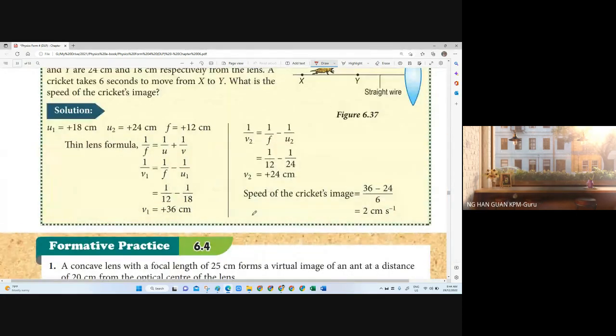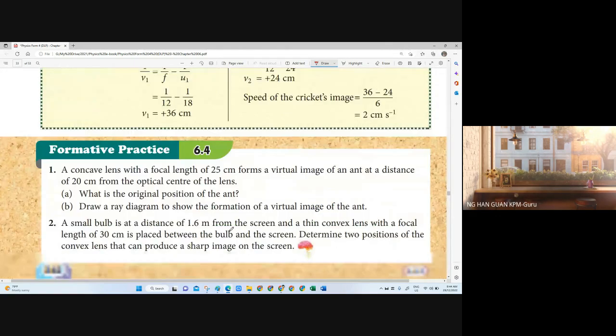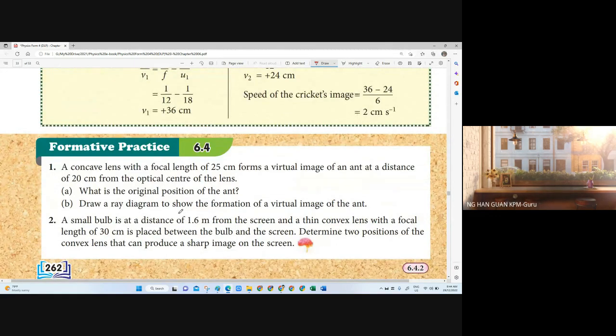So that's all about 6.4, the applications of the equations.